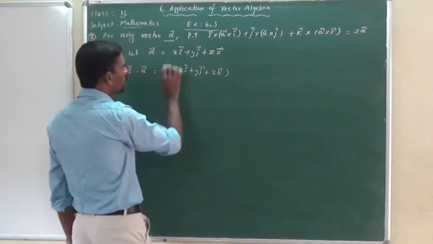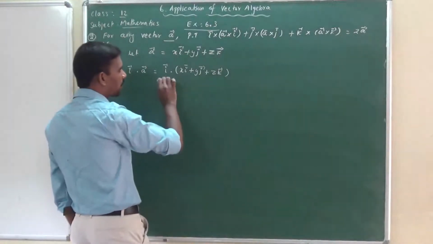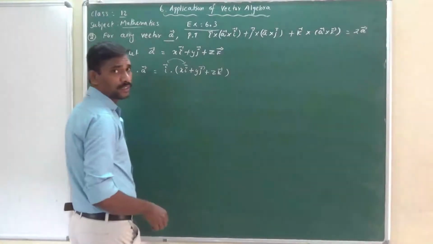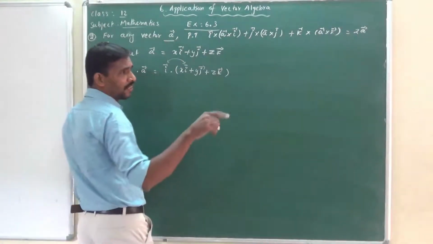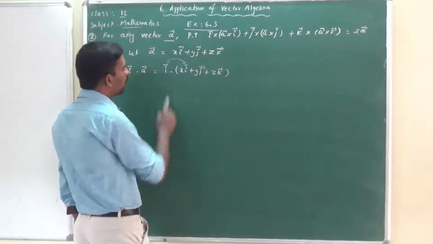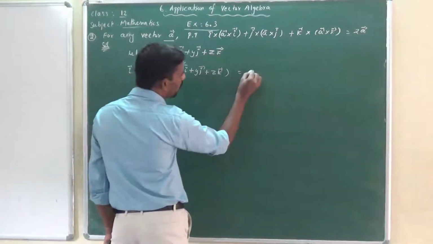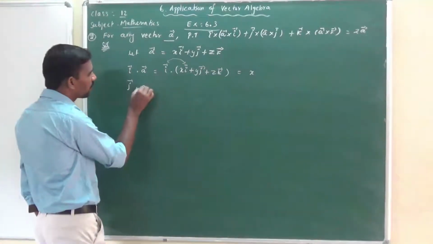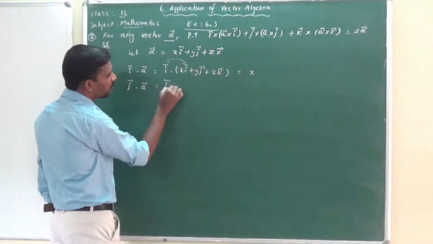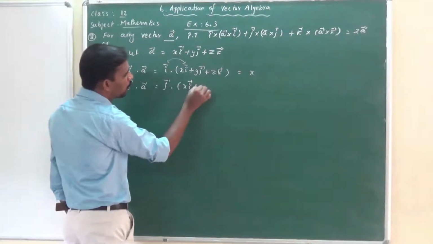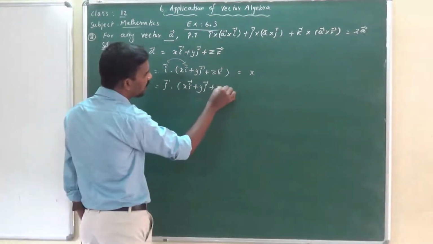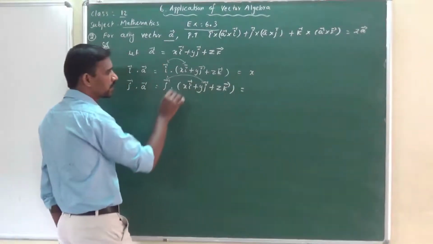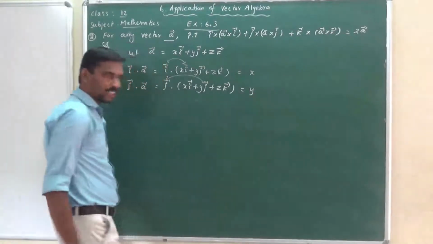What do you get? So this is I vector dot I vector. We can multiply only I vector to I vector. The other terms are zeros because if two vectors are perpendicular, the dot product value will be 0. Here I dot I is 1, so it will be x. Next one, j vector dot A vector. Here j vector dot xi vector plus yj vector plus zk vector. We take the dot product with j to j, it will be y because j dot j is equal to 1.